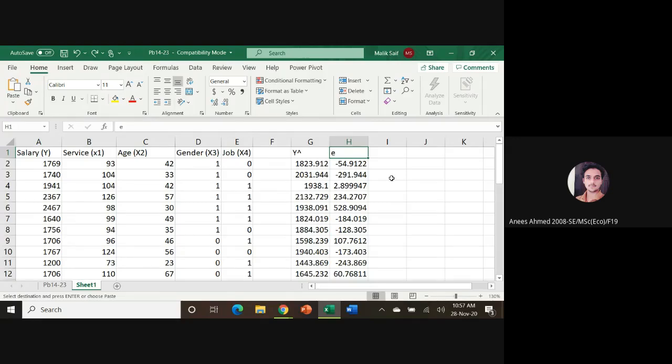Residual value is basically the difference of y minus y hat. What is y hat? Y hat is basically the predicted value for the explanatory variables. Okay, and difference of these two is the residual value.